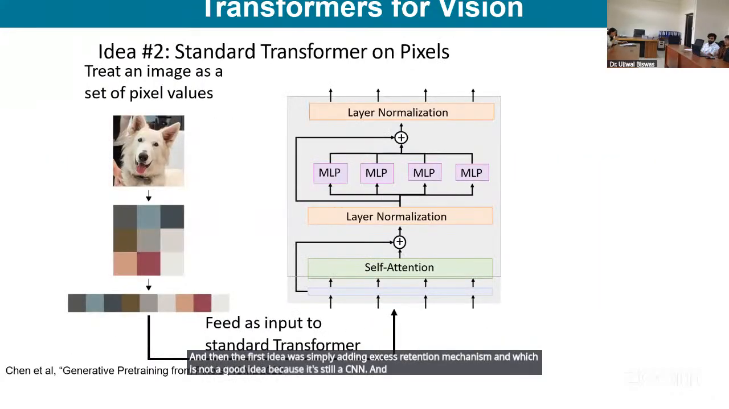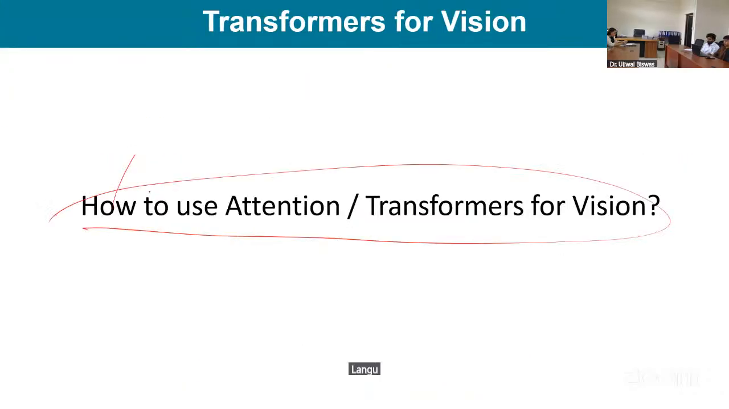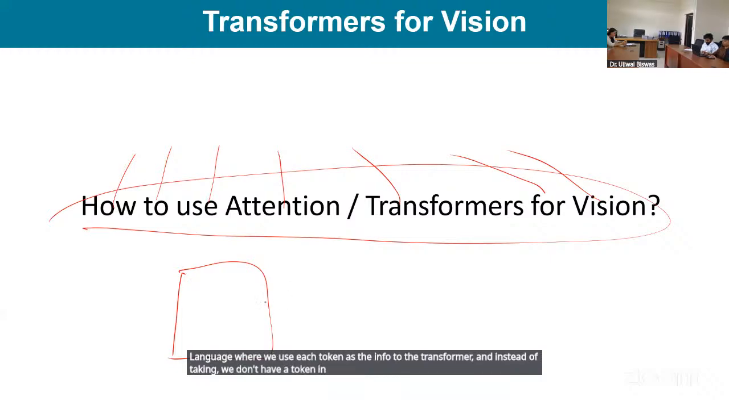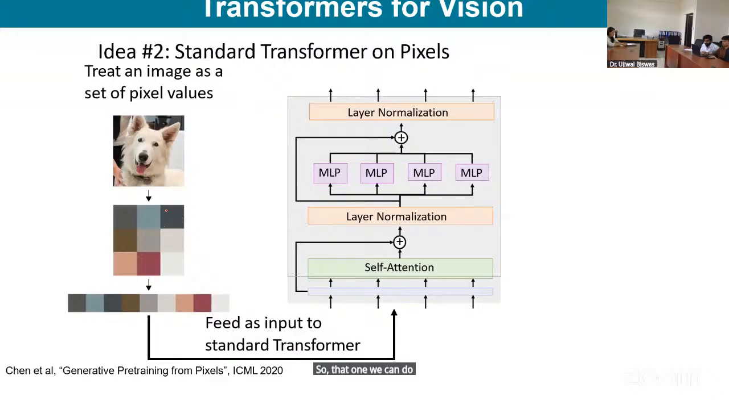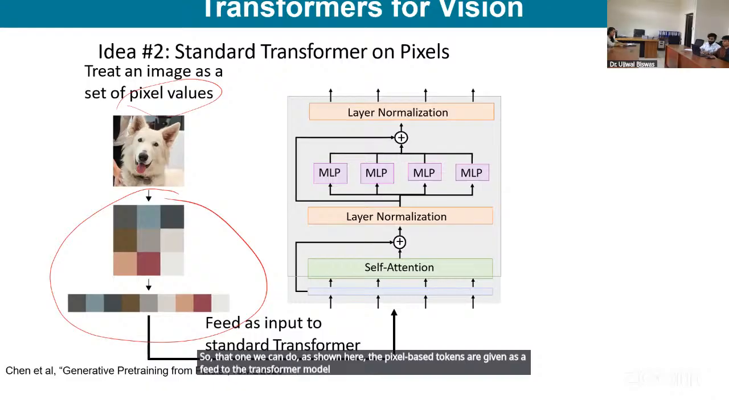In the second case, we take the intuition from language, where we use each token as the input to the transformer. We don't have a token in our image, so we will take the pixel value. One pixel, second pixel, third pixel, like this. So that one we can do as shown here. The pixel-based tokens are given as a feed to the transformer model, and then the transformer can process this, hopefully, and this was already tried in 2020 at ICML.